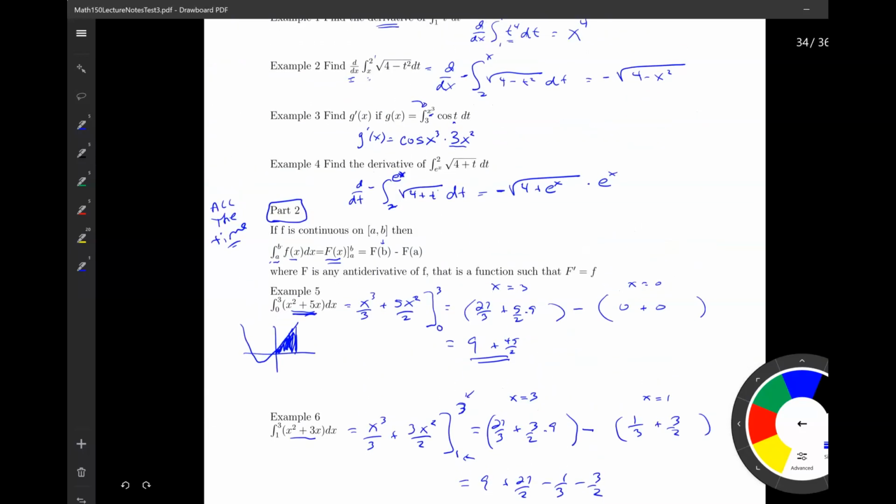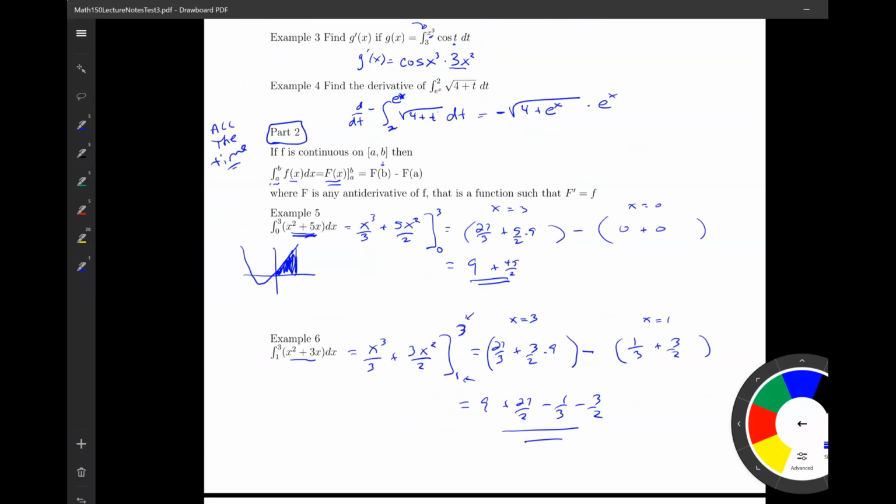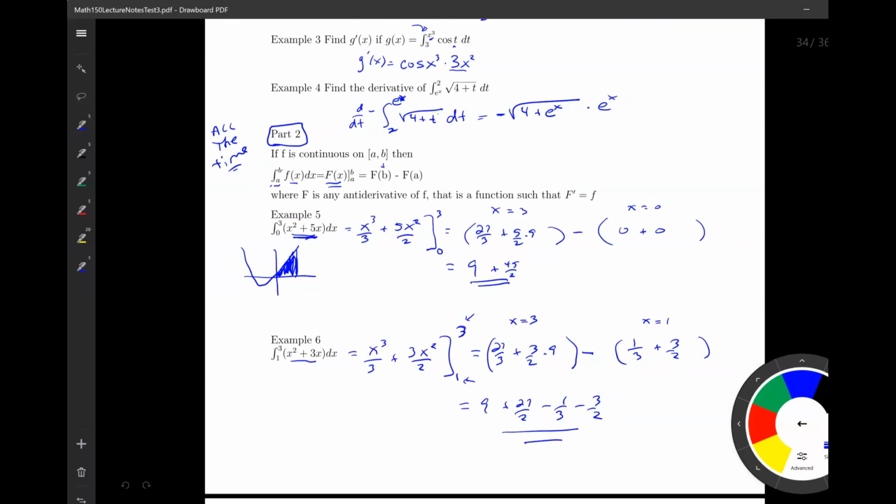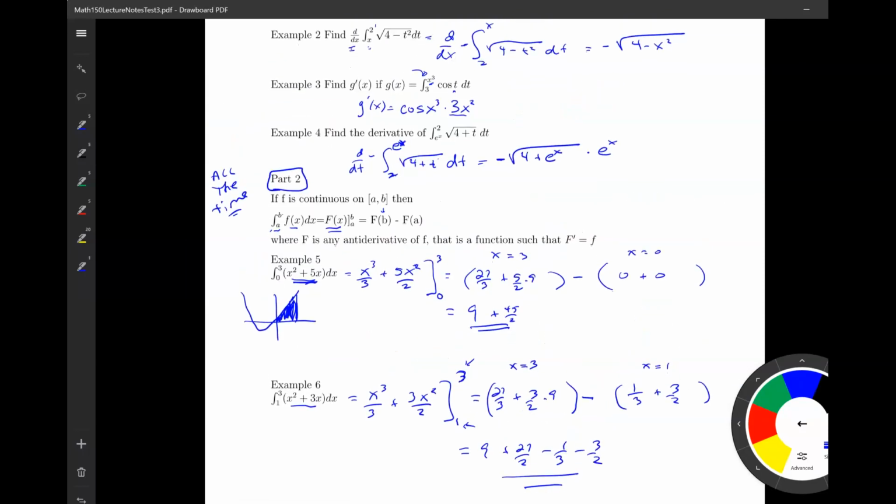All right, so now we have it. The short way, we don't have to do the long way of adding up an infinite number of rectangles. The long way is done. We have finally gotten to the short way of finding the integral, the definite integral.